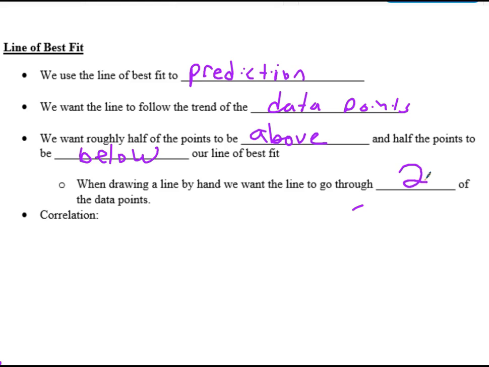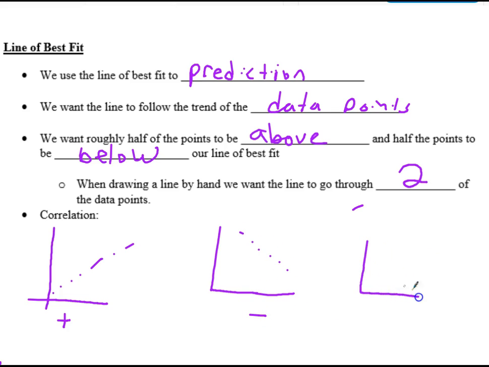The one thing to remember is that there are going to be tons of lines of best fit, and there is one that is the best line of best fit. However, that takes some higher level mathematics, so we're just going to be eyeballing it. We talked yesterday about correlation. We can have positive correlation, which means that our line is going up. We can have negative correlation, which means that our data points are going down. And we can have no correlation.